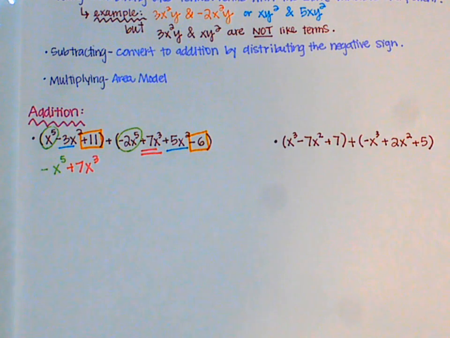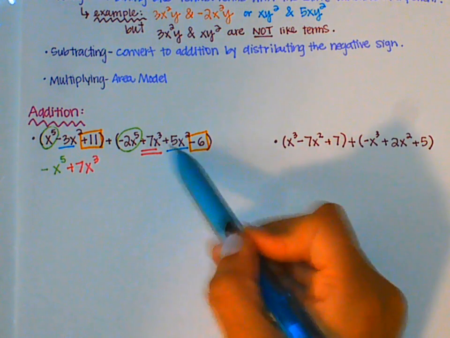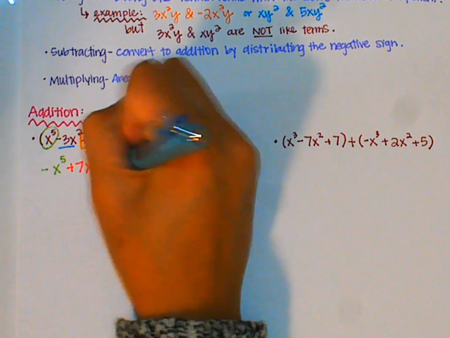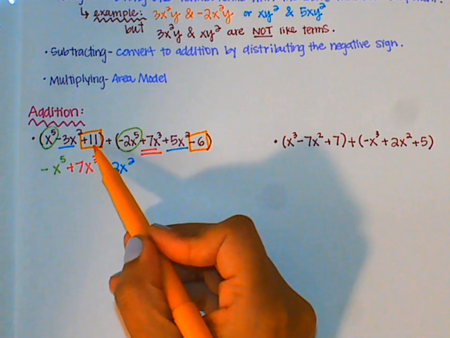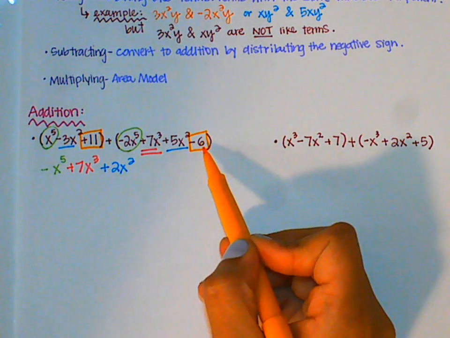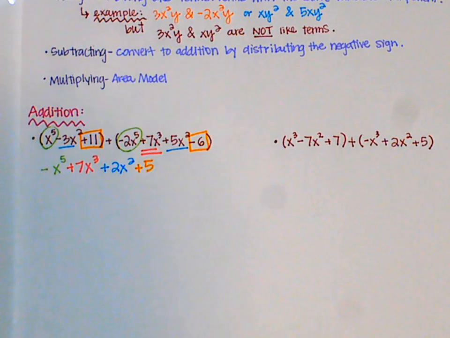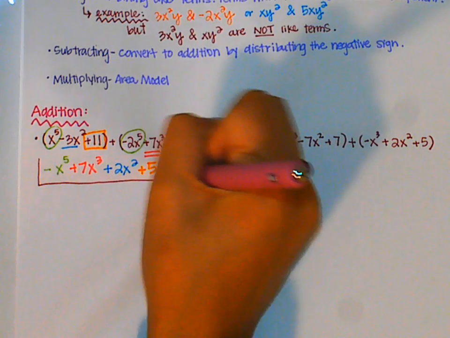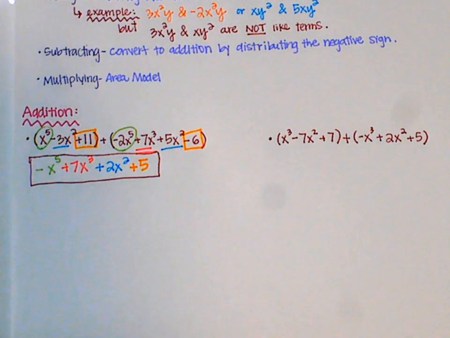Next, I'm going to do my x squared. So I have this negative 3x squared plus a 5x squared, which gives me a positive 2x squared. And then lastly, I have my constant. So 11 plus a negative 6 gives me a positive 5. And that becomes my final answer. So again, I'm just identifying my like terms and then combining them.